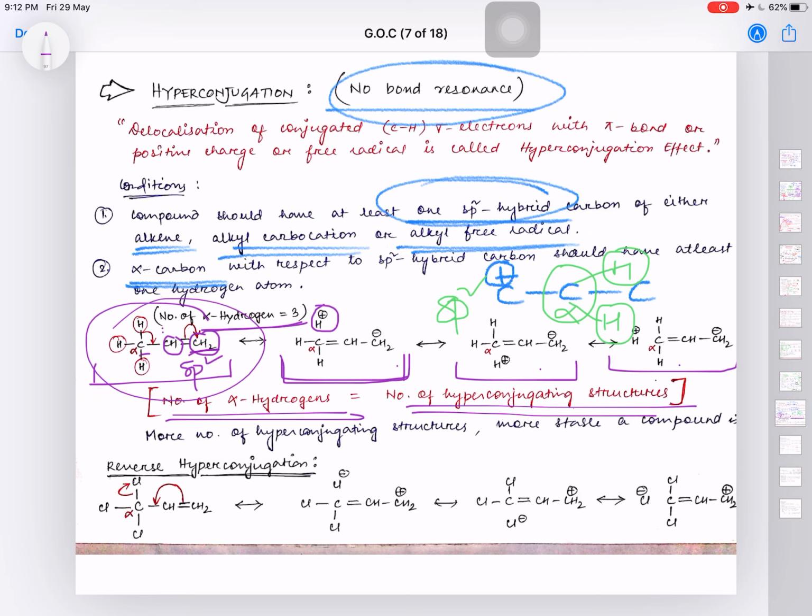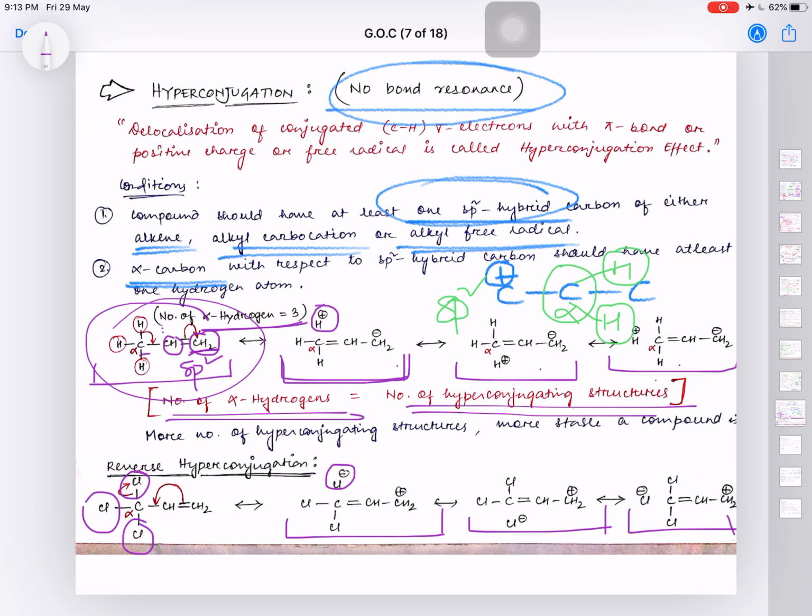Now, in place of hydrogen, see, hydrogen is an electropositive element. If you have an electronegative element, for example halogens, then the process will be reversed, and it is called reverse hyperconjugation. It means the movement of the arrow will be reversed. This time the arrows will move towards the electronegative atom, and you will get Cl minus ions. This also depends upon the number of alpha atoms. So this is called reverse hyperconjugation.